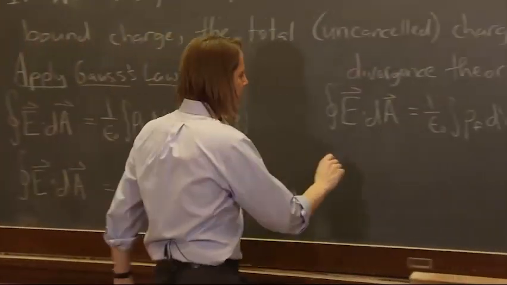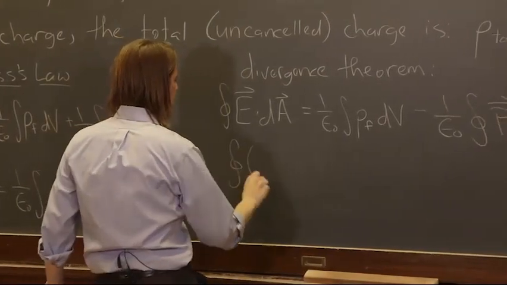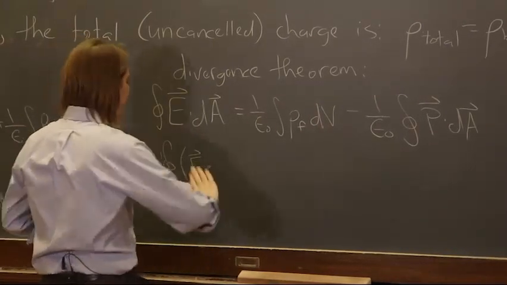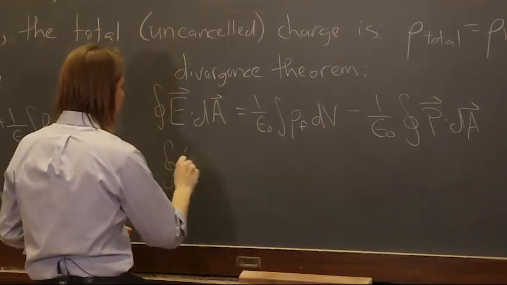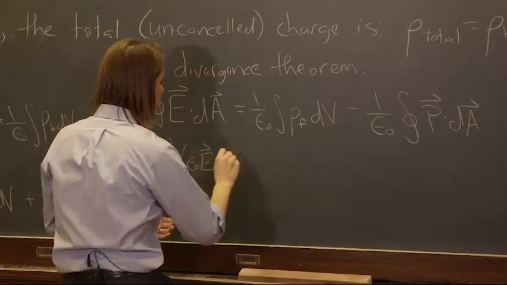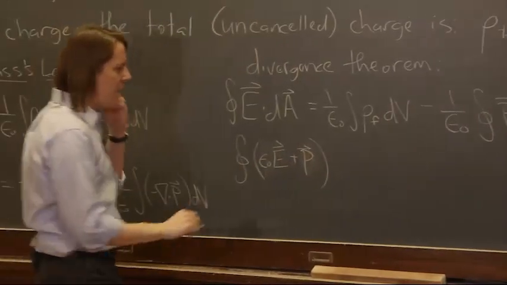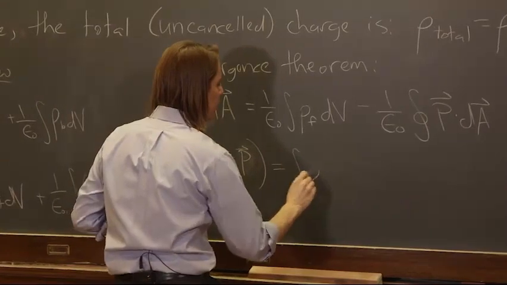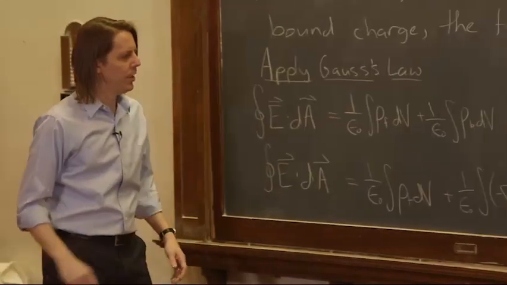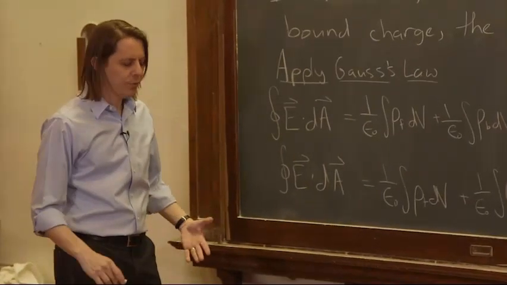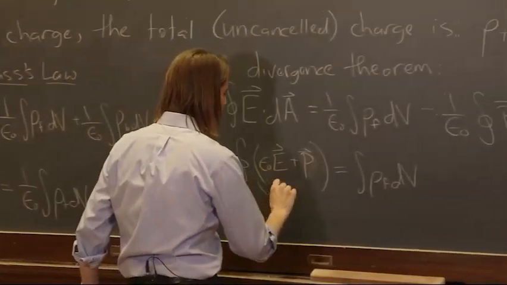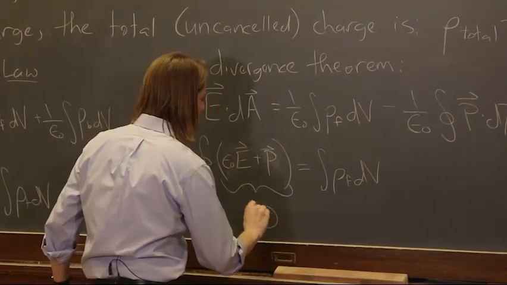So we can bring this over here and say it's the integral around the closed surface of, and we also have to multiply through by epsilon naught, epsilon naught E plus P, equals the integral of rho free dV. So the epsilon naughts went away. And this is actually the useful way to apply Gauss's law to find the electric field. But what we do is we give this a new name. This is what we call D.